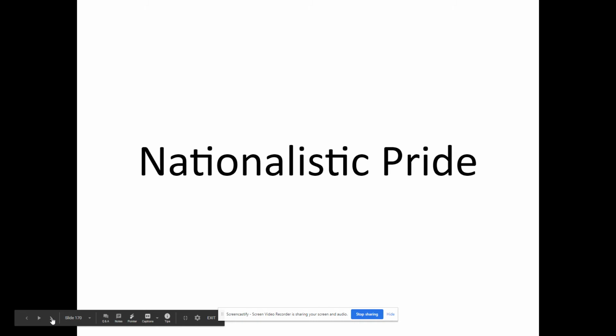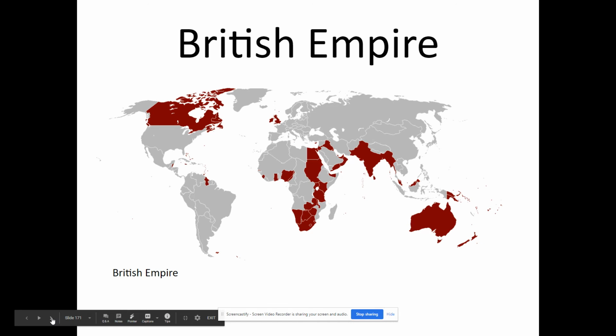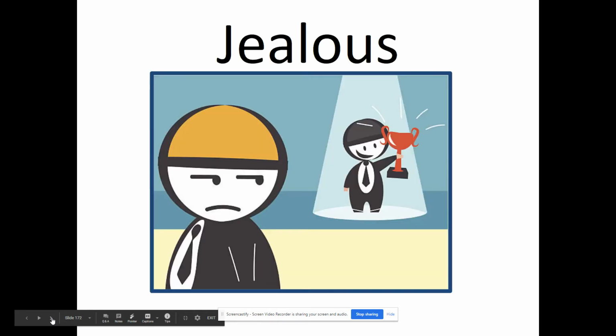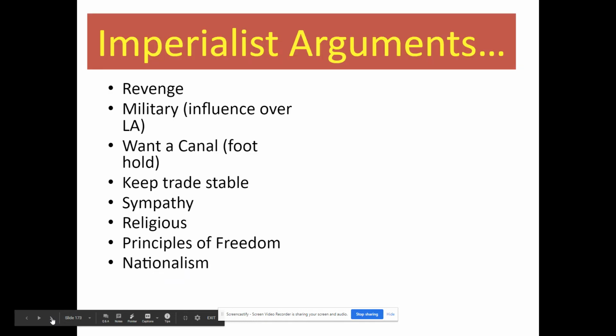If we beat up Spain and then take over Cuba, we can also take over the Spanish Empire. And the British had a massive empire, the biggest empire in the history of the world. And we were jealous of it. France had an empire, Portugal had an empire, the Dutch had an empire. We were jealous, and we could start our empire by beating up Spain and taking what they had. So there were all types of imperialist arguments.